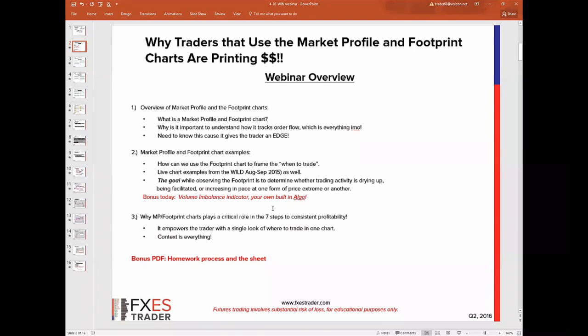And you'll see the bonus today. I've decided to overlay the volume imbalance indicator on top of it, which gives us, in a different coloration, I'll show that, an algorithmic view of buy versus sell. So the number 3 is a bonus as well.